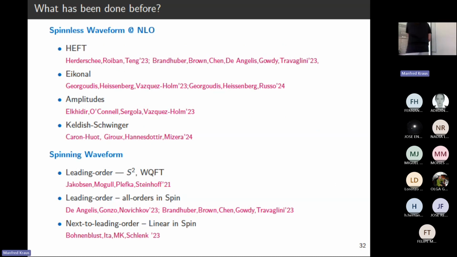I don't want to spend much time here, but what you see is most of this work has been done in 2023 and 2024. There has been a lot of work on the spinless case, especially since the very first calculations missed some effect, and there was a lot of controversy that had to be resolved in order to figure out what is the correct result. Including spin, most of these things were done at leading order, but for all orders in spin. And last year at Christmas, we were actually able to compute the very first linear spin effects at next-to-leading order.